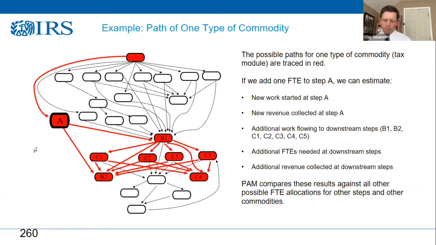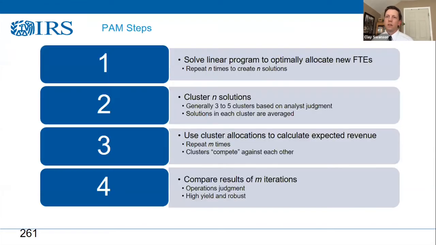So this is just from adding one FTE to one step to work on one type of module. And obviously there are many types of modules and many other steps. We could have added any number of FTEs, as long as it's under the number we're constrained from allocating. So there are a lot of combinations, a lot of possible allocations, and a lot of considerations that go into identifying which is the optimal allocation. Next slide.